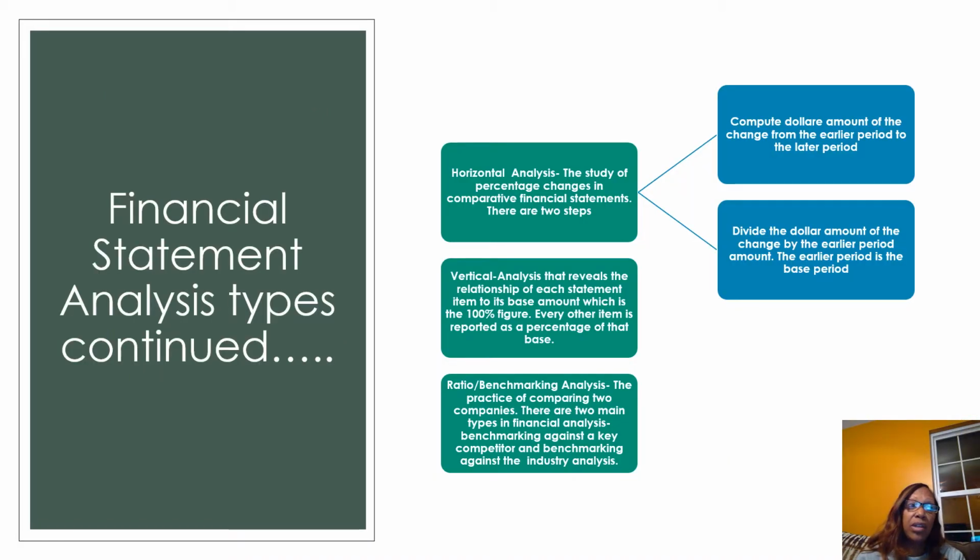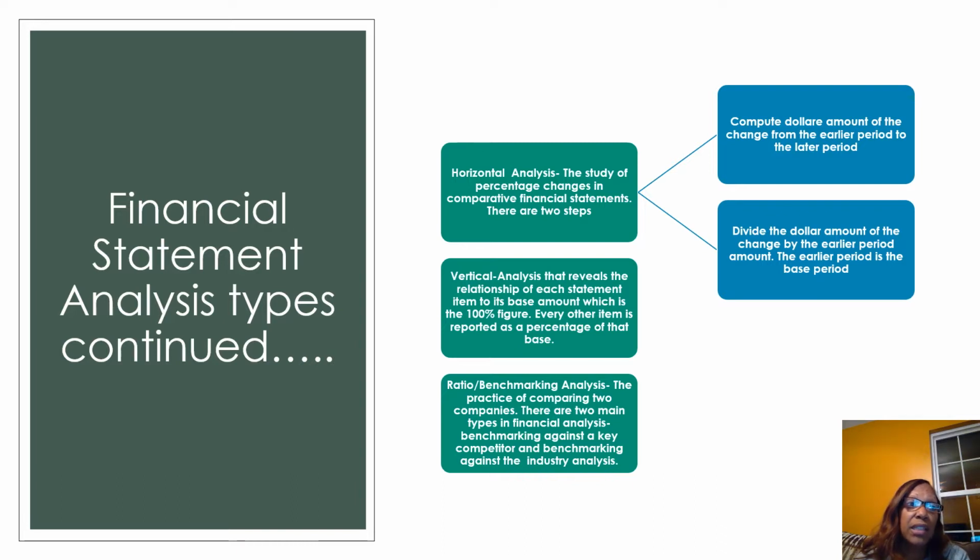Now, to elaborate on each of those types a little bit more, when you dig deeper into the horizontal analysis, it's the study of the percentage of change in the comparative financial statement. And so the 2 steps that an accountant would go through would be first to compute the dollar amount of the change from the earlier period to the later period. And then the next step would be to divide the dollar amount of the change by the earlier period amount. And the earlier period amount is the base period.